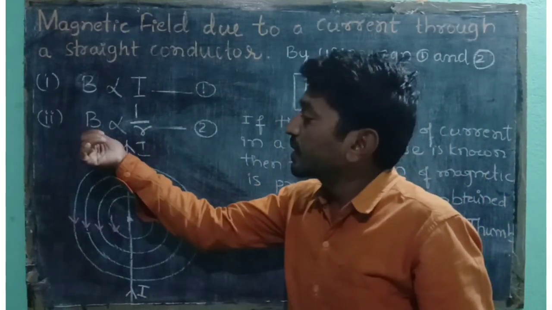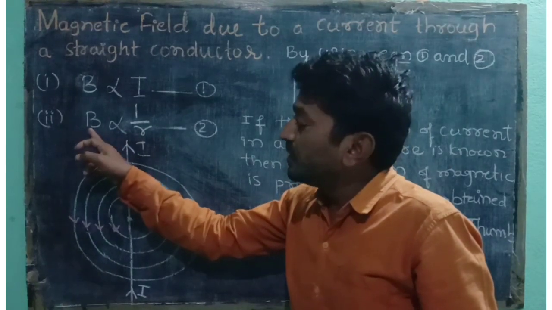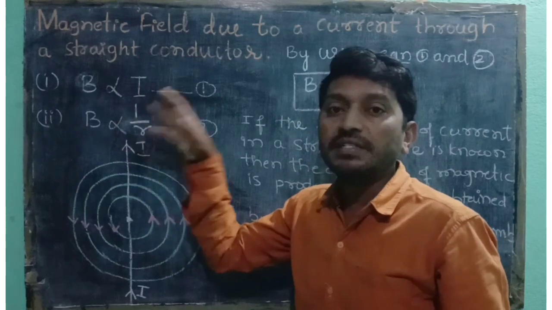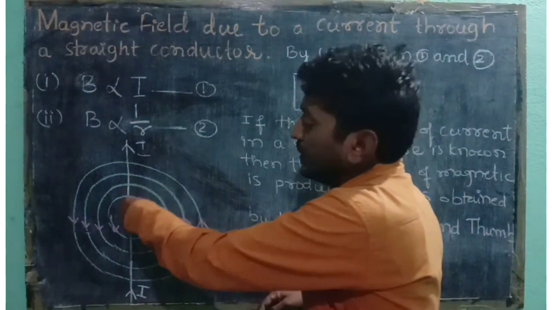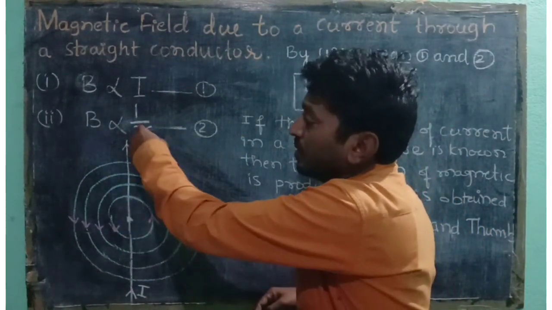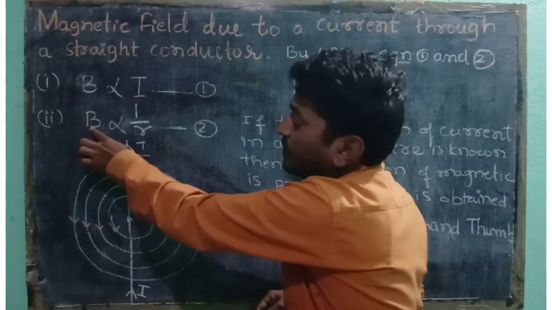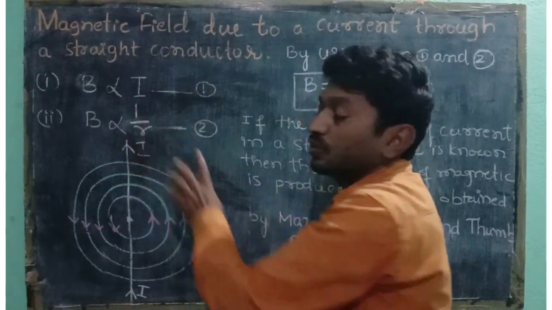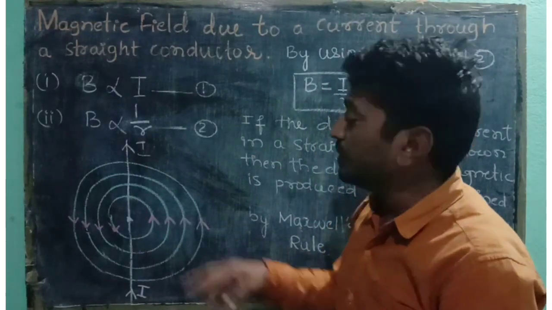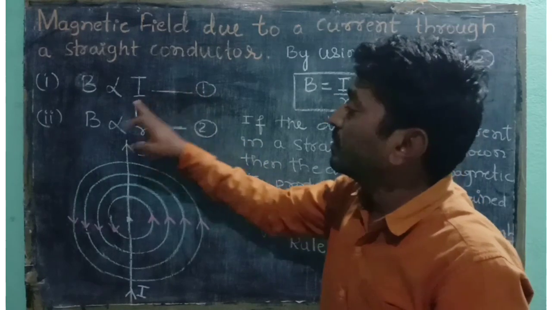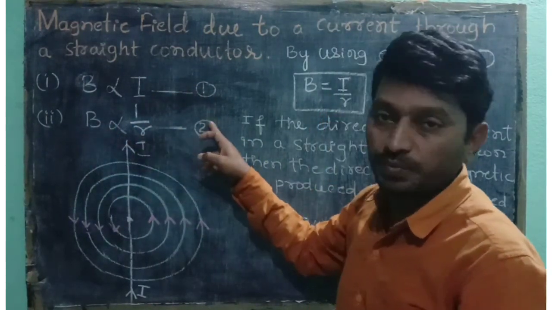And in the second case, the magnetic field is inversely proportional to the distance from the center, that is, the distance from the wire. So this is considered as equation number 1 and this is considered as equation number 2, right?